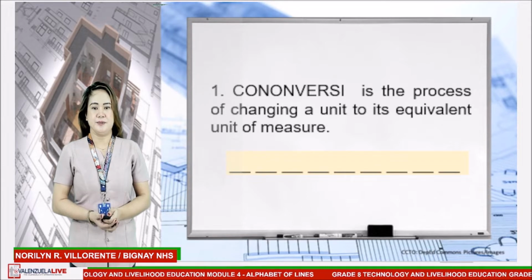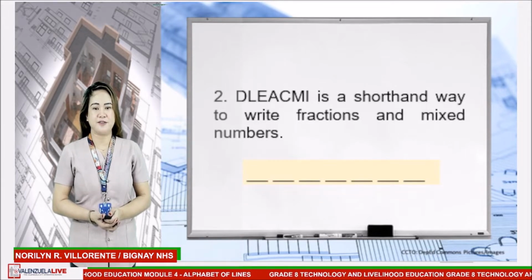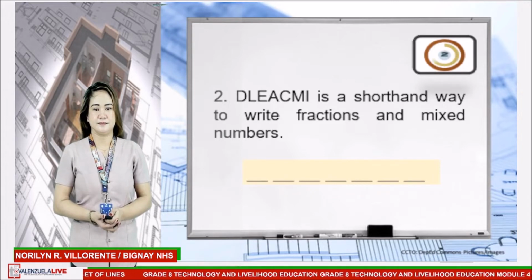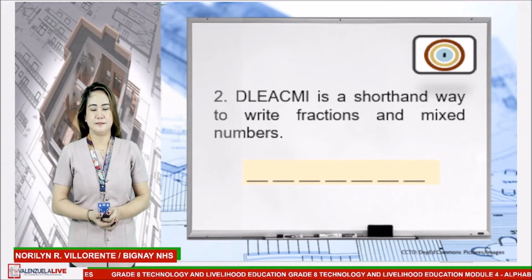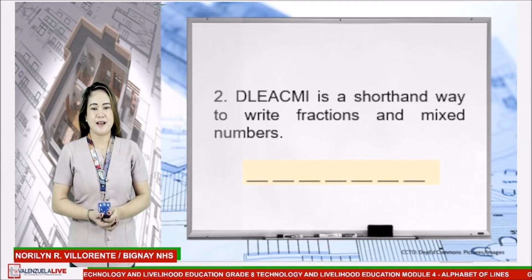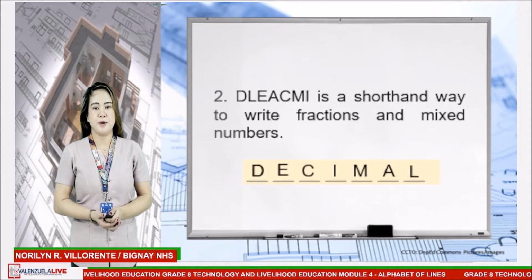Number 2. It is a shorthand way to write fractions and mixed numbers. Your timer starts now. Time is up. The correct answer is decimal. Very good. Let's have number 3.